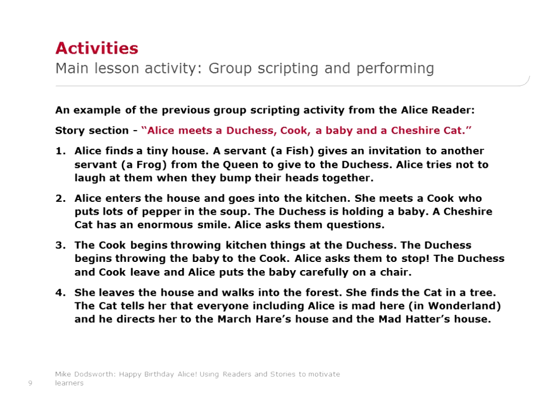And here we have 1 to 4. I've sectioned off that story section into small scenarios, giving a few ideas of what we expect to happen in that scenario. As you can see, for example, let's pick on number 3, shall we, for the sake of time. The cook begins throwing kitchen things at the Duchess. The Duchess begins throwing the baby to the cook. Alice asks them to stop. The Duchess and cook leave, and Alice puts the baby carefully on a chair.